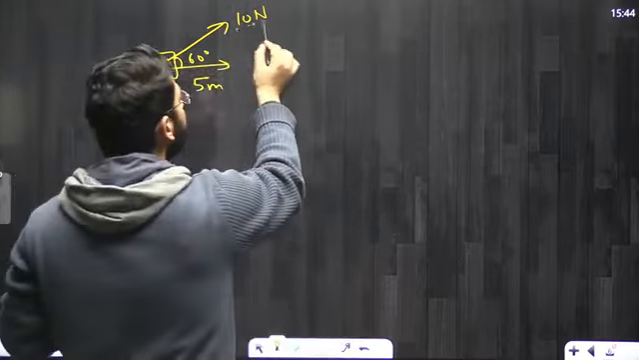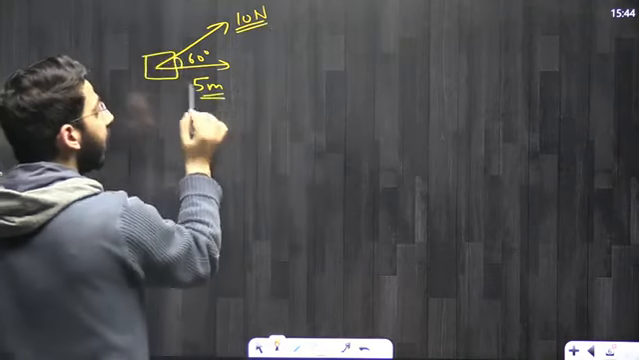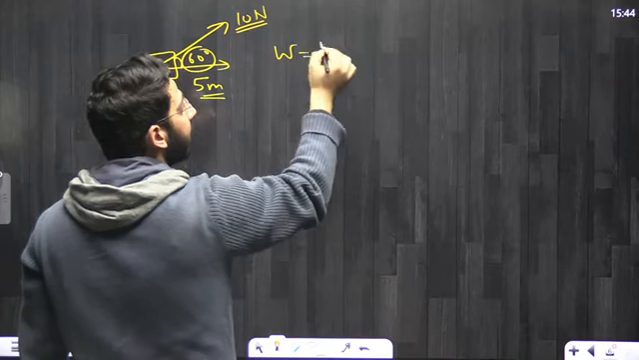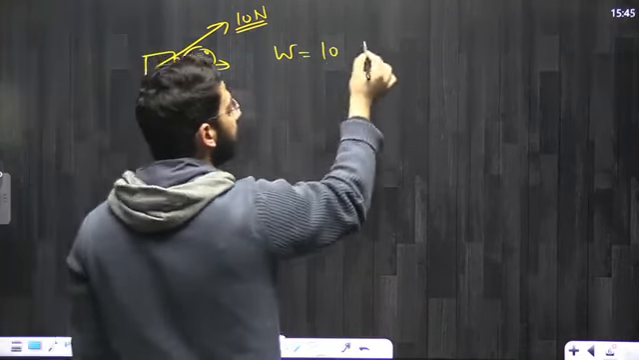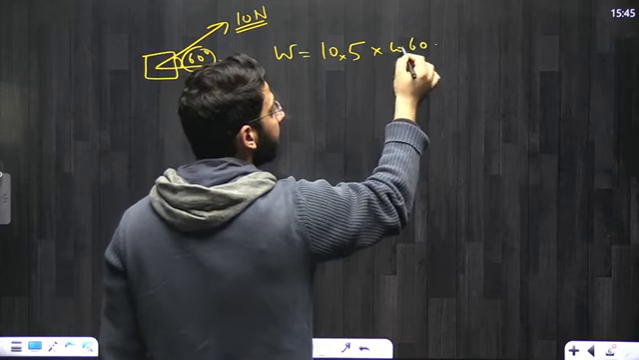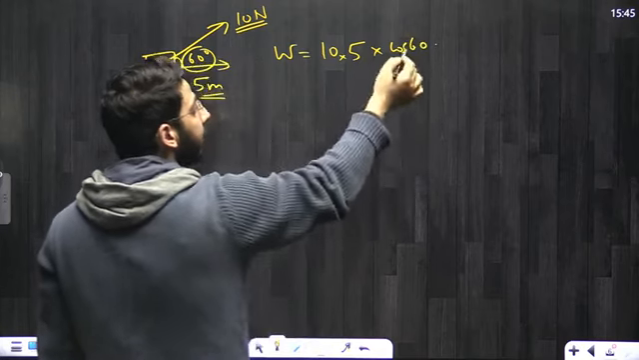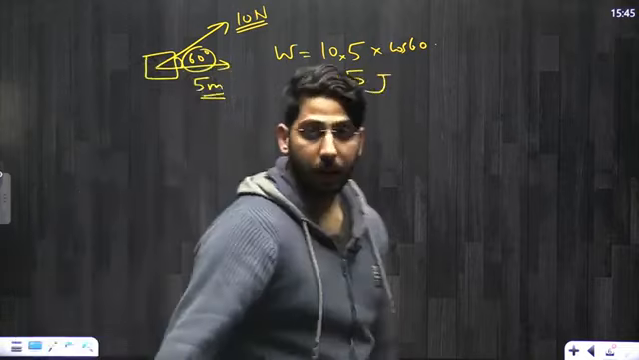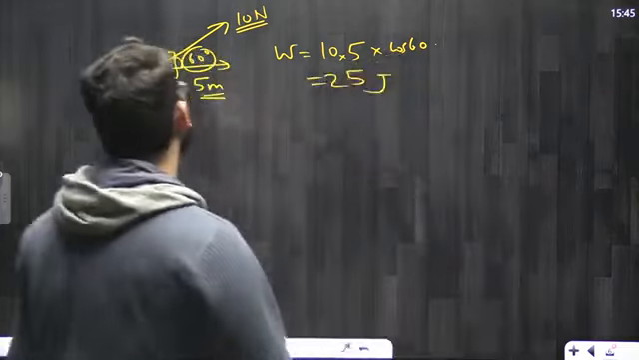So the magnitude of force is 10, the magnitude of displacement is 5, and the angle is 60. So what is the work done? Mod F, that is 10, mod s, that is 5, and cos of 60 degrees, and cos 60 you know is 1 by 2, and that will make this 5, so that will be 25 joules. Okay, so these can be the simpler cases.